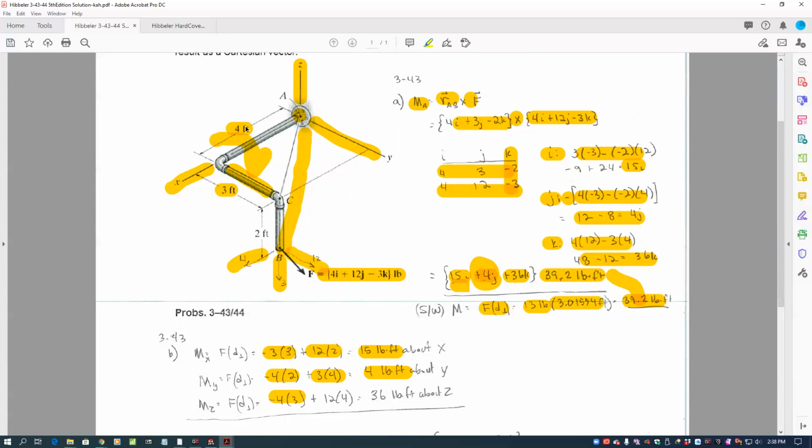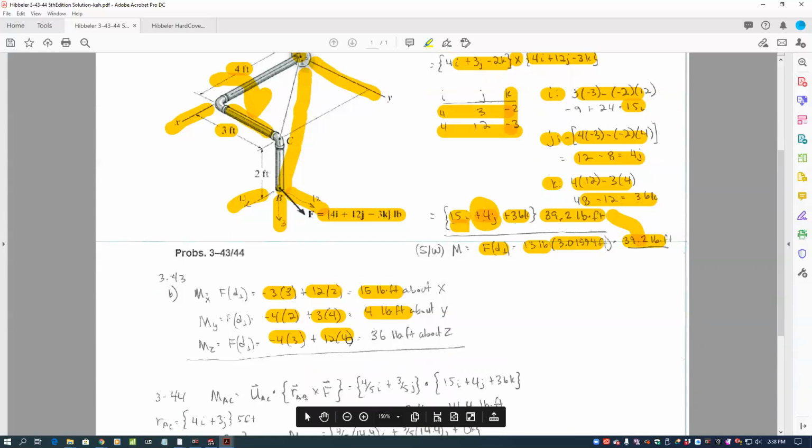And then the 12 would cause a positive rotation about the z-axis. 12 times the distance to that axis, which is 4, so 12 times 4. And that, of course, gives us the difference between a minus 12 and a positive 48, which is 36 pound-feet. And that's, of course, what we got here about the z-axis.